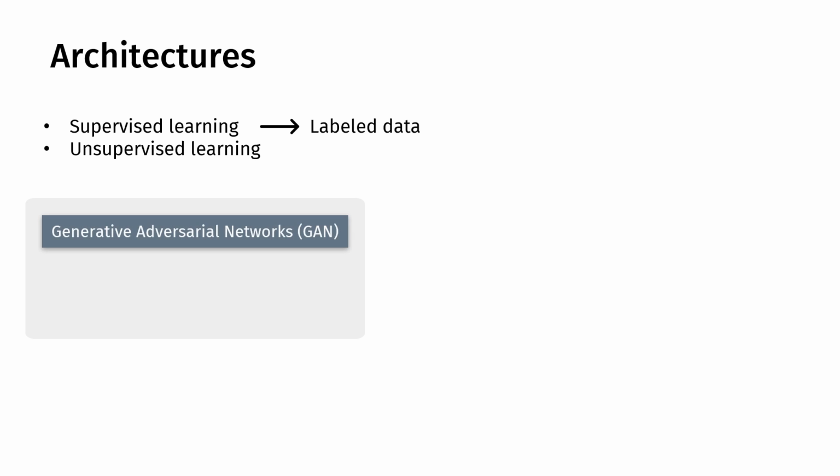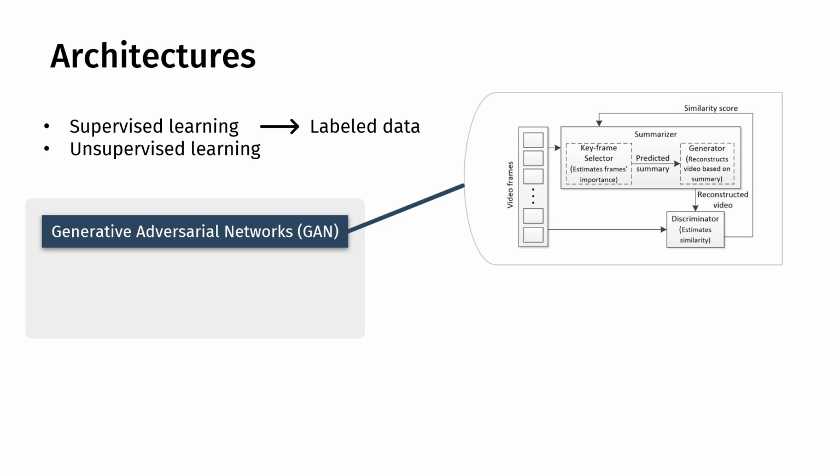Generative adversarial networks use two neural networks. One of those generates a text summary and then reconstructs a video based on this summary. The second network compares the original video with the generated video and determines if it is similar or not. This has shown really good results on unsupervised learning.